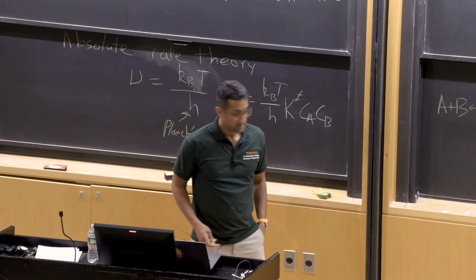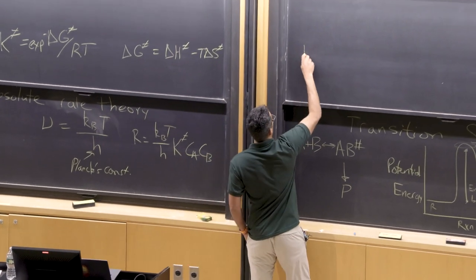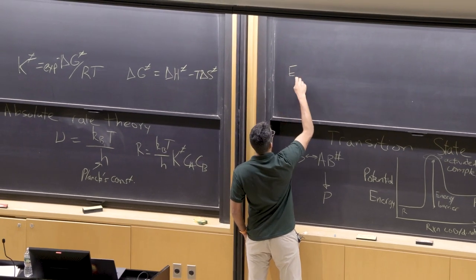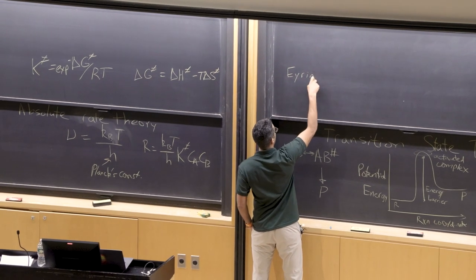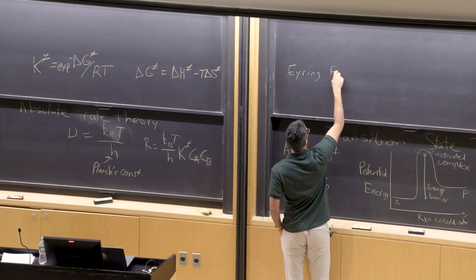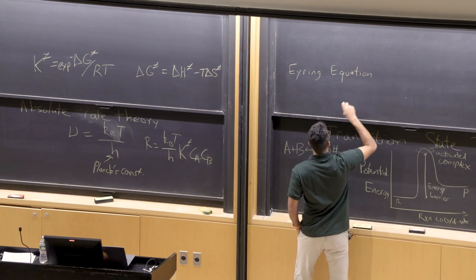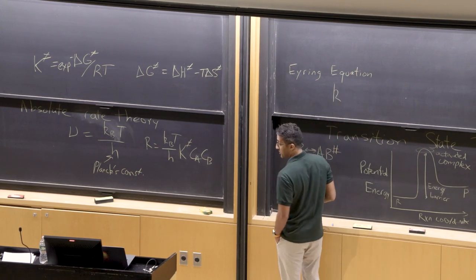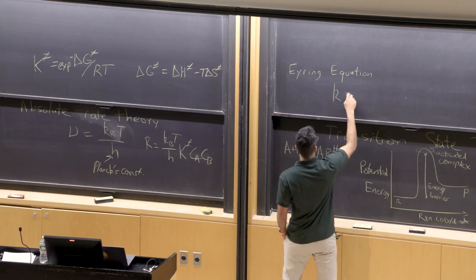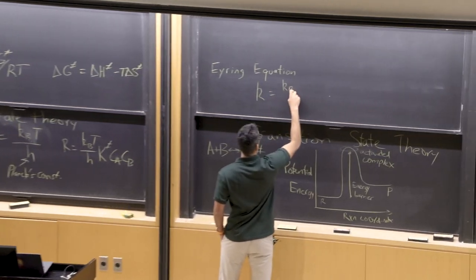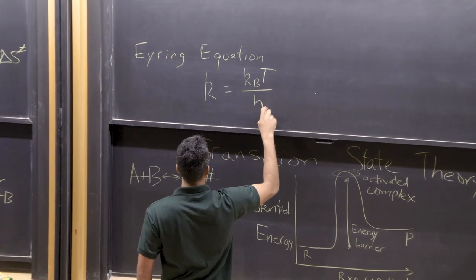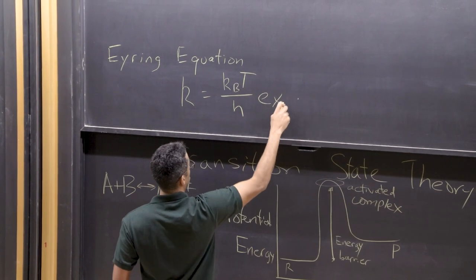So if we look at this equation, this equation was eventually called the Eyring equation, because Eyring came up with the overall theory and the mathematics behind it. It says that k, the rate constant k, is equal to kBT over h exponential.